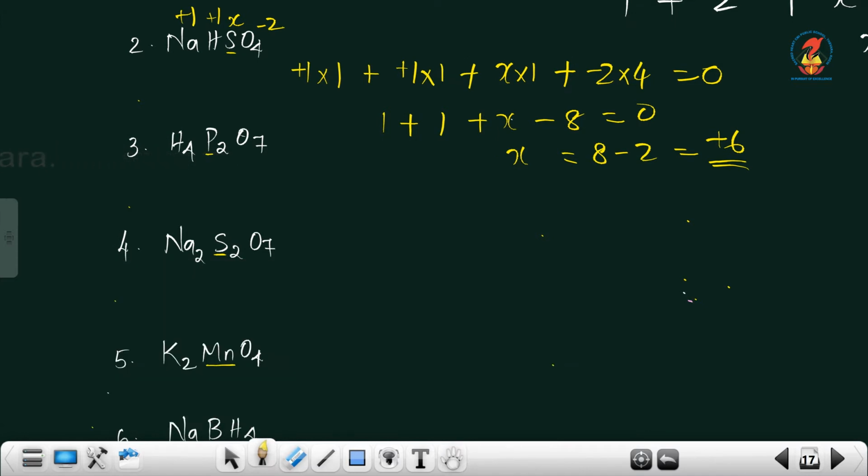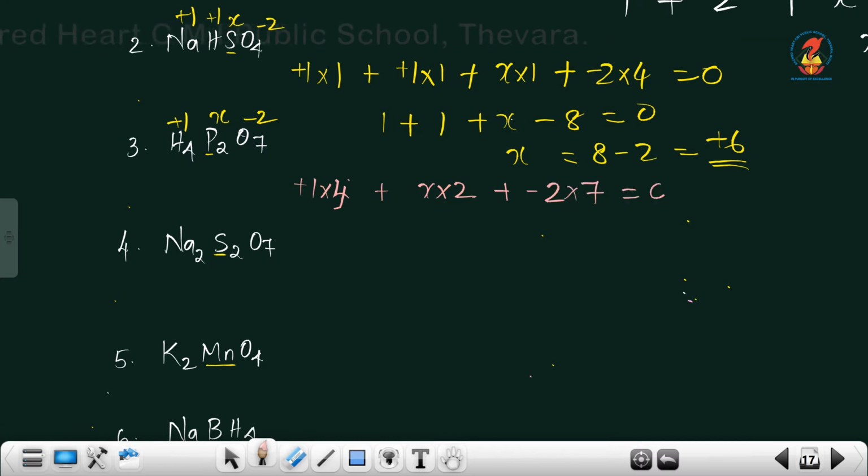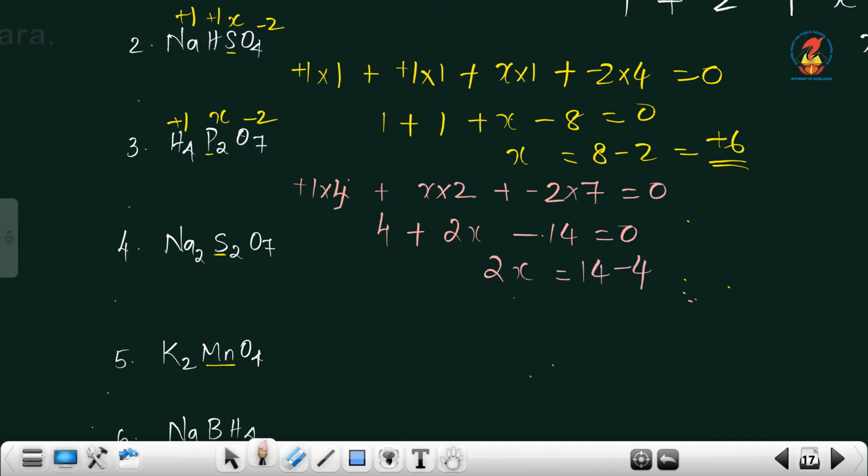Now in H4P2O7, hydrogen we know it is +1, phosphorus we can take it as X, oxygen we know it is -2. So we can write it as +1 into 4, because we have 4 hydrogen atoms, plus X into 2, because we have 2 phosphorus atoms present here, then -2 into 7 equal to 0. So 4 plus 2x minus 14 equal to 0, that is 2x equal to 14 minus 4, that is 2x equal to 10. So x equal to 5.